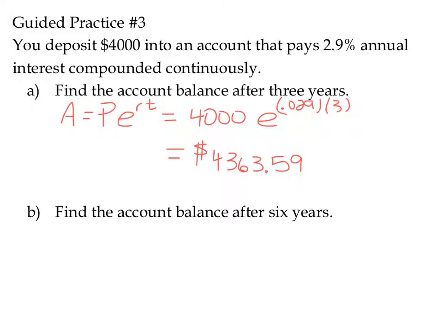But here, $4,363, and it says 0.586, so that rounds up to 0.59, 59 cents. Right? If we're going to find the balance after 6 years, we're still starting with $4,000. So we're going to do 4,000, right? And then we're going to have e to the 0.029 times 6 for our exponent.